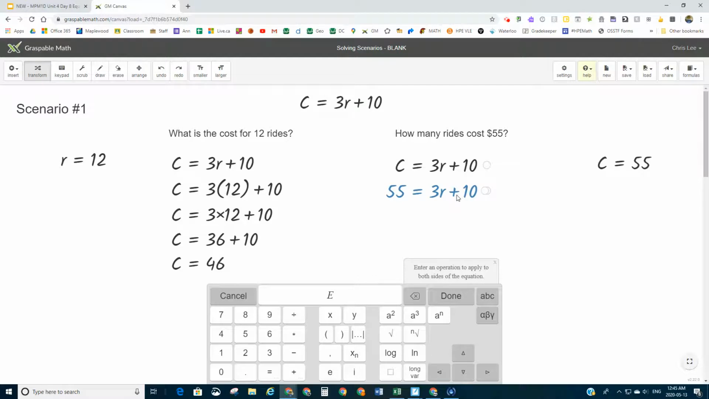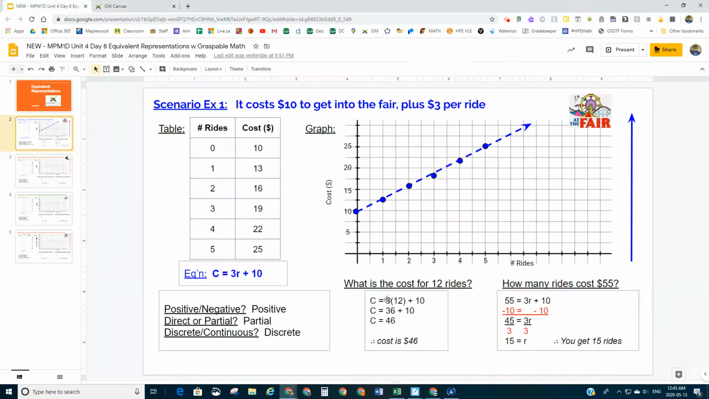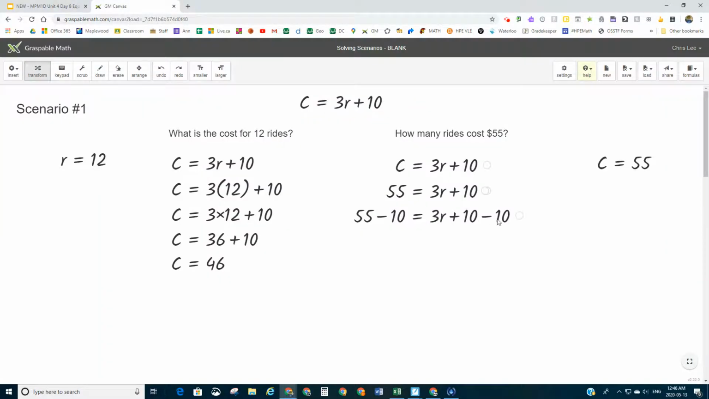Well, the inverse operation of plus 10 is minus 10. So I'm going to push minus 10 and push done. And look what it does. It actually subtracts 10 from both sides. Now, you remember that my preference is to put the minus 10 underneath and have us work like this. That's no problem. It puts it right at the end. Both of these are equally acceptable.